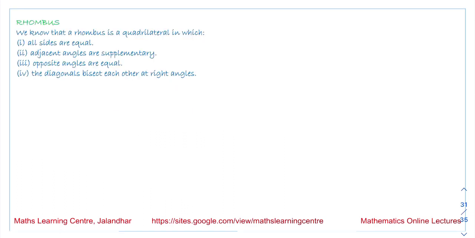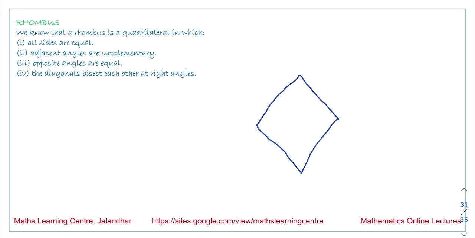Now next we are talking about some properties of rhombus. We know that a rhombus is a quadrilateral. So first thing, it is a quadrilateral. Quadrilateral means it has 4 sides. Then the next property of the rhombus is that all the sides are equal in length. All these 4 sides are equal in length, and adjacent angles are supplementary.